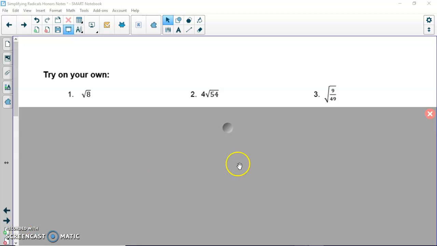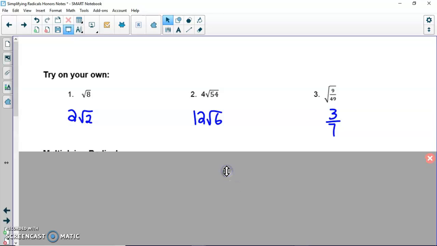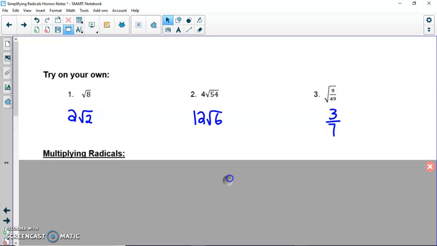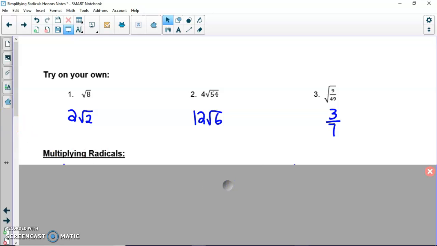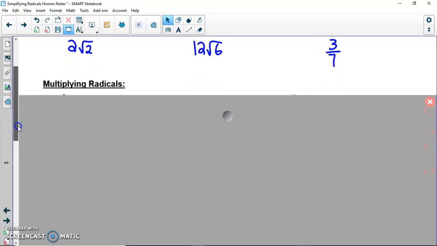All right, try checking your answers for these three. You should have gotten 2√2, 12√6, and 3/7. If you have questions on those, let me know in class tomorrow and we can go over those. We can also do other operations with radicals.